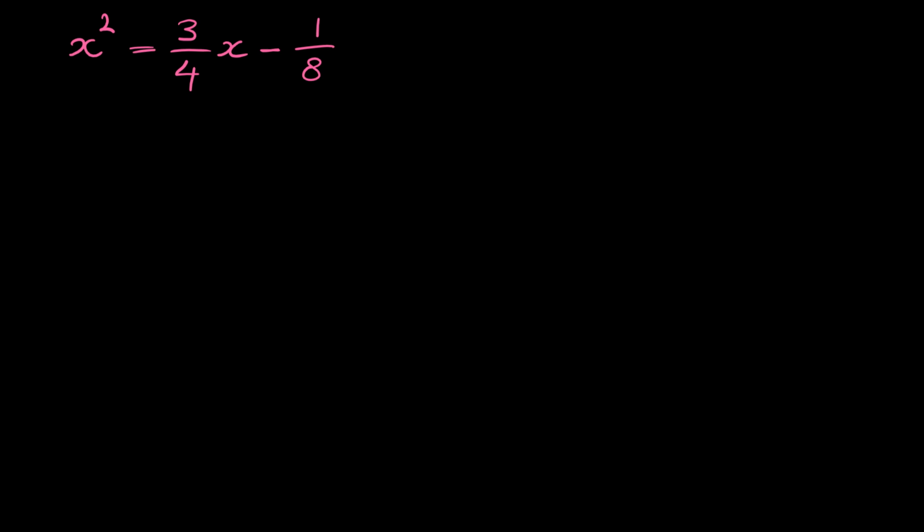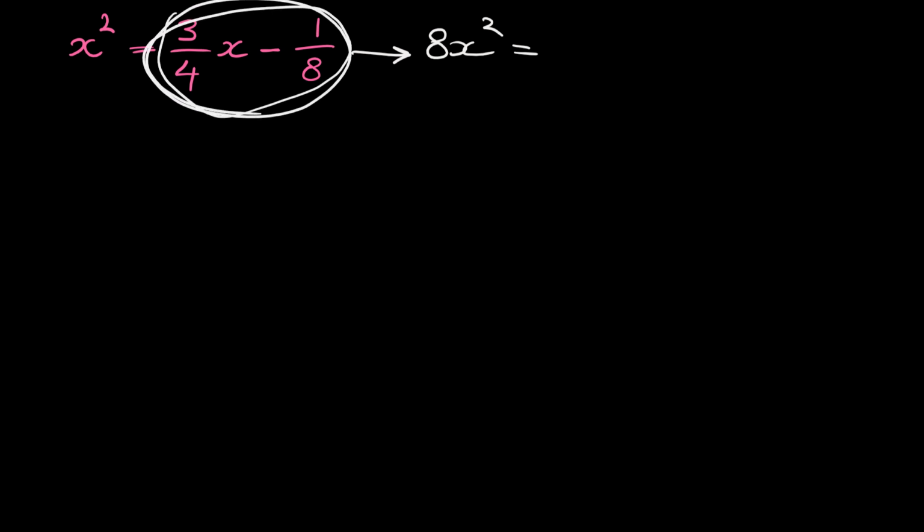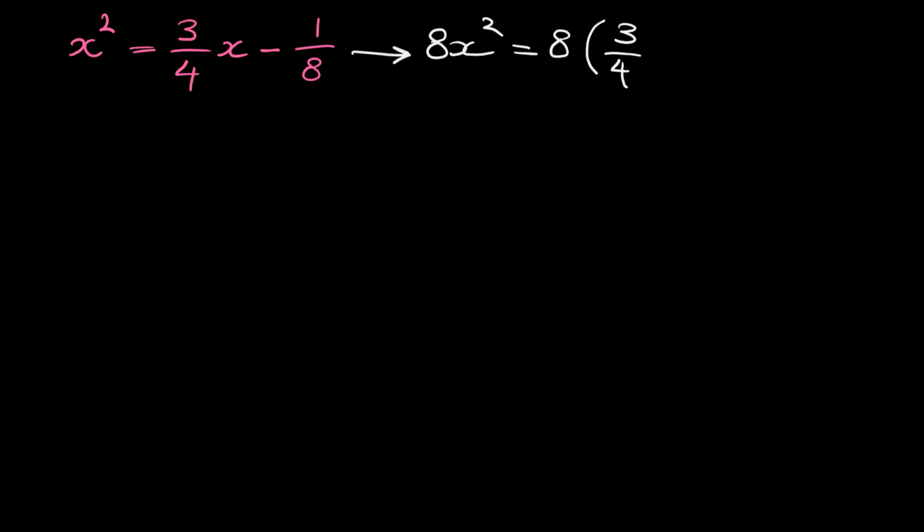Let me show you. So first we multiply both sides of the equation by 8. Then we have in the left side 8x to the 2. But we have to multiply the right side of the equation also by 8. Let me show you what happens when we multiply the right side by 8. We have 8 times 3 over 4x minus 1 over 8. 8 times 3 over 4x is 6x, because 8 times 3 is 24. 24 divided by 4 is 6.